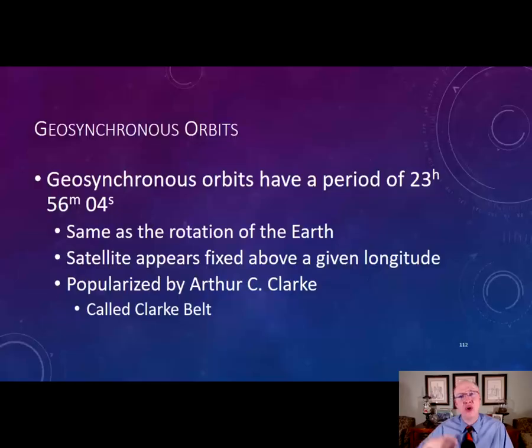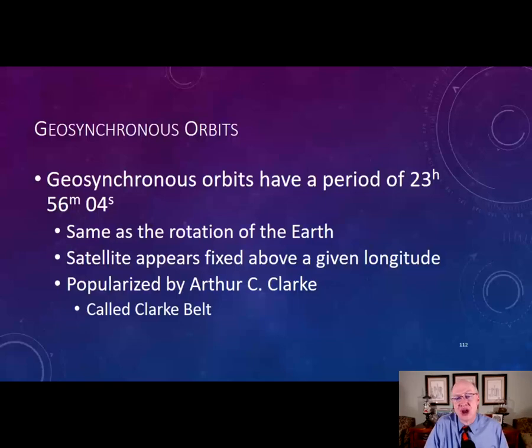So imagine that we launch a satellite into an orbit that's far enough away from the Earth that its orbital period is 23 hours, 56 minutes, and 4 seconds. That means that as the Earth turns on its axis, the satellite orbits the Earth at the same rate, and the satellite does not appear to move as seen from the Earth. The satellite appears fixed above a given longitude.